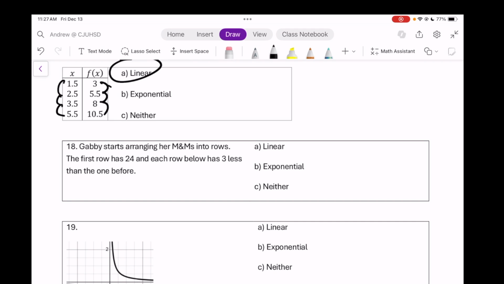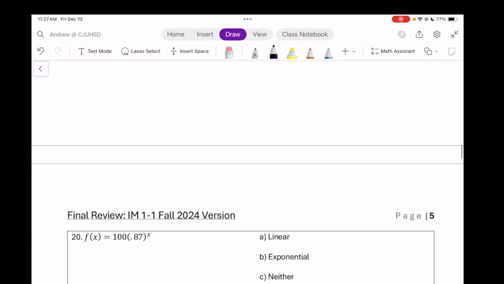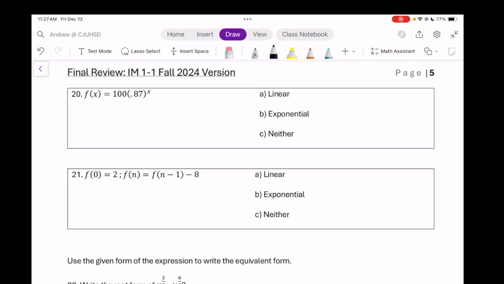Number 18, Gabby starts arranging her M&Ms into rows. The first row has 24 and each row below has 3 less than the one before. There's a common difference, -3, and so this will be linear as well. This one is a neither. It's not linear or exponential. 20 is clearly exponential. It has the correct format. And this is a recursive equation of something that, because we're subtracting 8 each time, is linear.